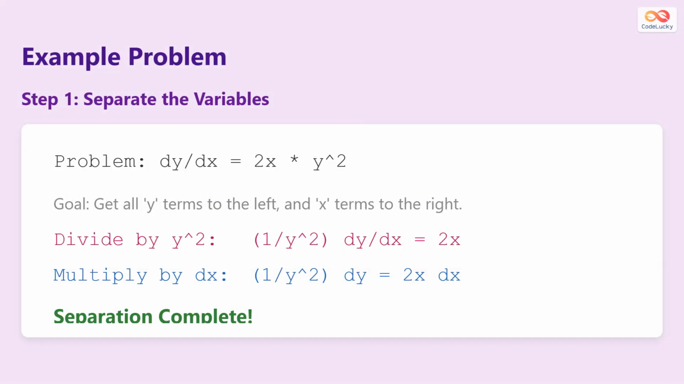Let's work through an example. Consider the equation dy/dx equals 2x times y squared. To separate the variables, we can divide both sides by y squared and multiply both sides by dx. This leaves us with 1 divided by y squared dy on the left and 2x dx on the right. The variables are now separated.